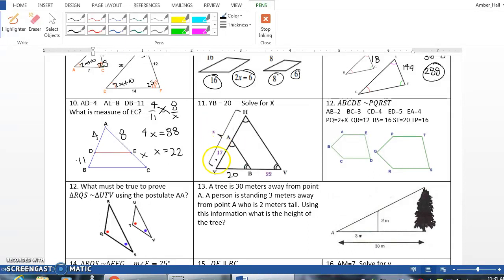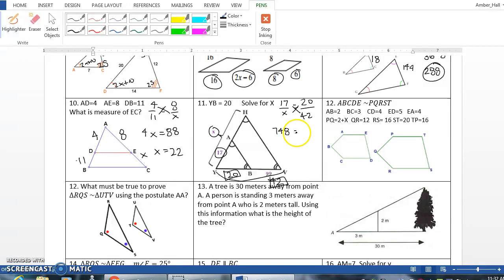Number 11. YB is 20. Solve for x. Well, x is this whole side, and 17 is just this piece. So we have this piece 20, but we also need this whole side, Y to V, which is 20 plus 22, so 42. Now we can set up our proportions. We get 17 corresponds with x, and 20 corresponds with 42. So 17 over x equals 20 over 42. Cross multiply.